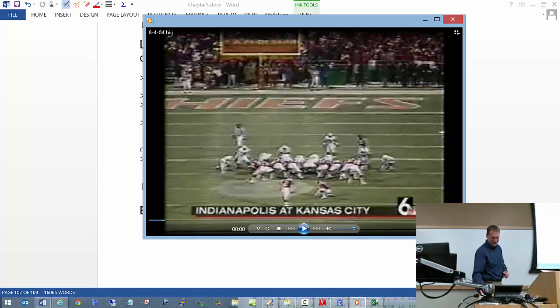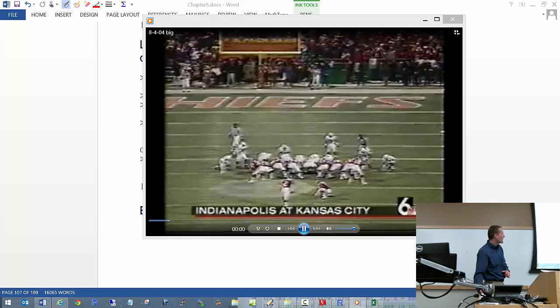Let's see what happens. Now, this was recorded with a VCR, if you remember what those are, so the quality's not the best. But if you have problems seeing the ball, just look at what the referees do here underneath the goalposts.